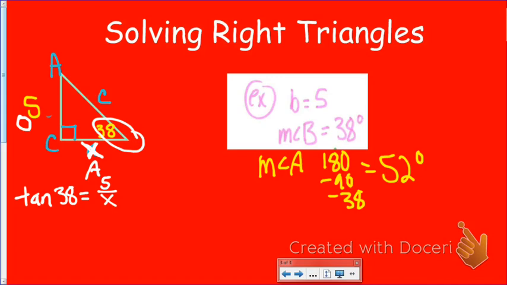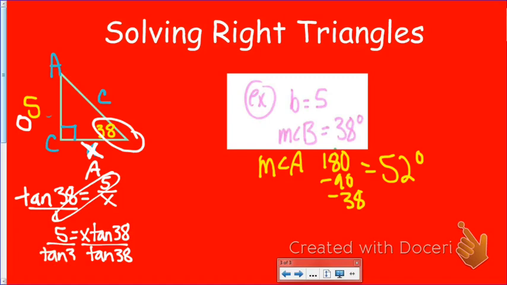Now there's a couple different ways you can solve this. What I always do is write it as a ratio and then cross multiply. So I get that 5 is equal to x times the tangent of 38 degrees. To get x by itself, all I need to do is divide by the tangent of 38. And when I type that in my calculator, I'm going to get my answer.